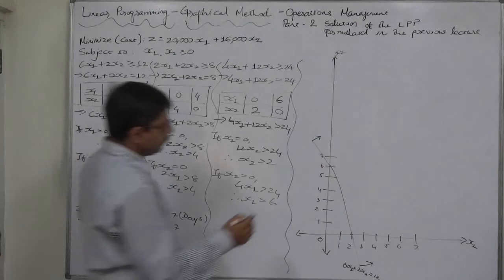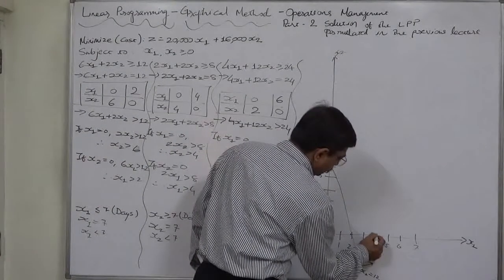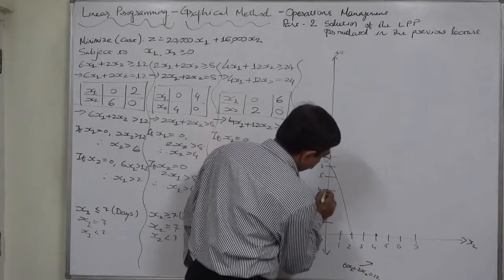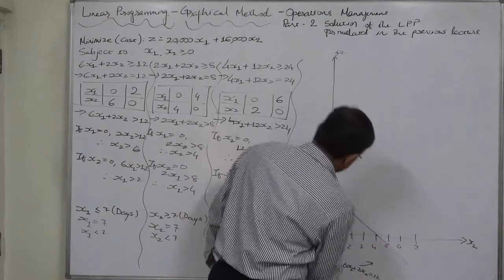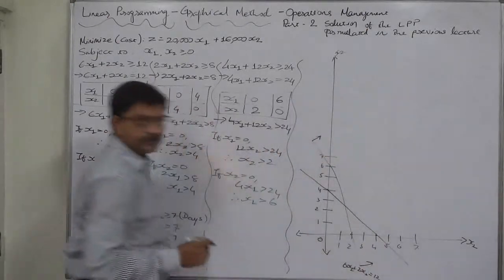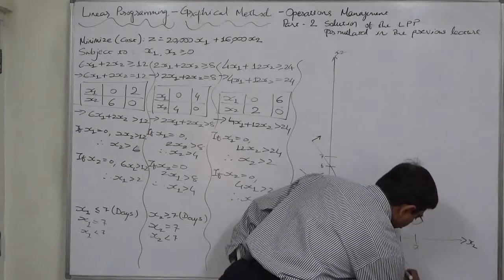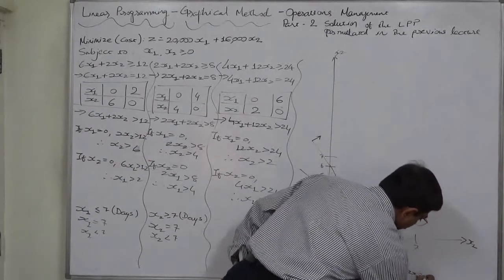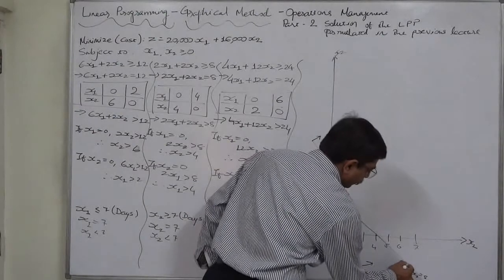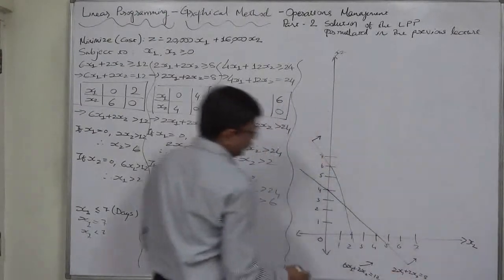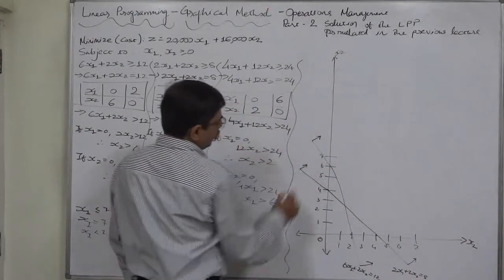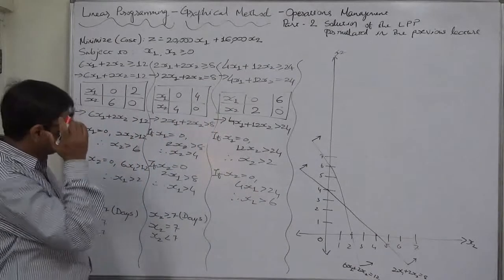This one is 4 and 4, x1 4, x2 4. The line will be something of this kind: 2x1 + 2x2 = 8. x1 greater than 4, x2 greater than 4, okay, outer side, opposite to 0.